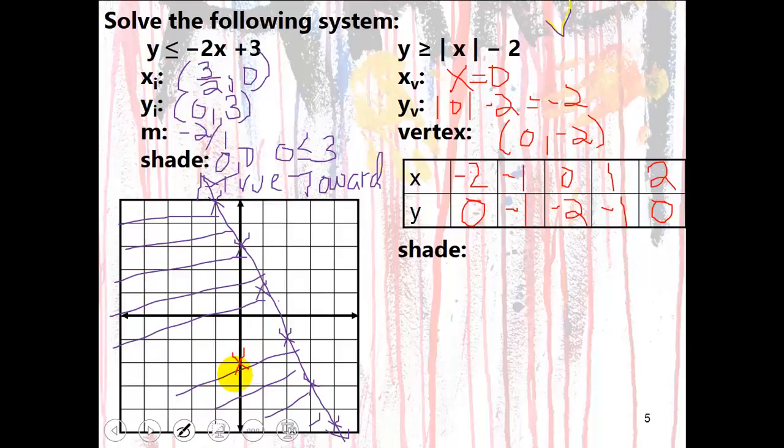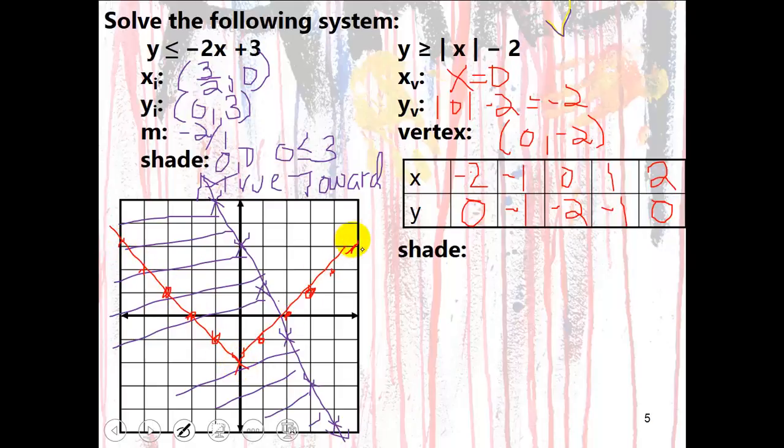Okay, and then I have 1, negative 1, and 2, 0. And I'm going to follow that slope just so that I make sure I capture a good piece of my graph here, here, and here, and I'm just going to follow that same pattern up, and then this should be a solid line.